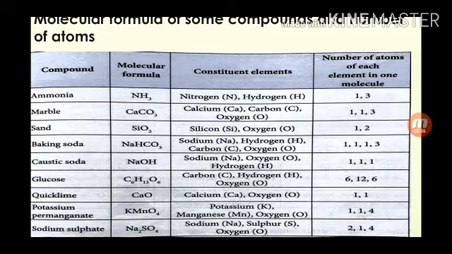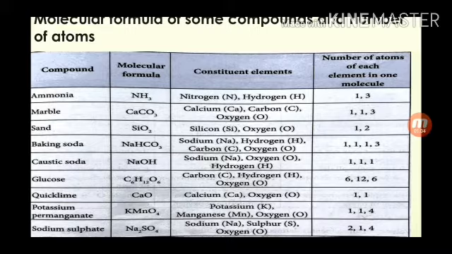And how many nitrogen is there? 1. And how many hydrogen is there? 3. Suppose I ask what is the atomicity, the ratio is 1:3. In the case of marble, its formula is CaCO3, chemical name calcium carbonate.